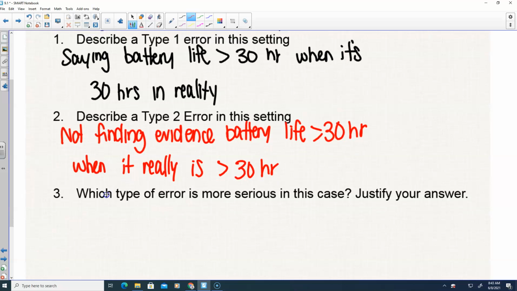Which one is more serious? Do we want to say that it's greater than 30 when it's not? Or do we not want to say it's greater than 30 when it is greater than 30? The consequence for the type 1 error would be that the company is going to go ahead and make this new AAA battery saying, yeah, this is so much better, and it's not. And the type 2 would be the company decides not to make the batteries because they found out that it's not greater than 30 when it actually is. So I would think that the type 1 is worse because you're going to be deceiving the customers.